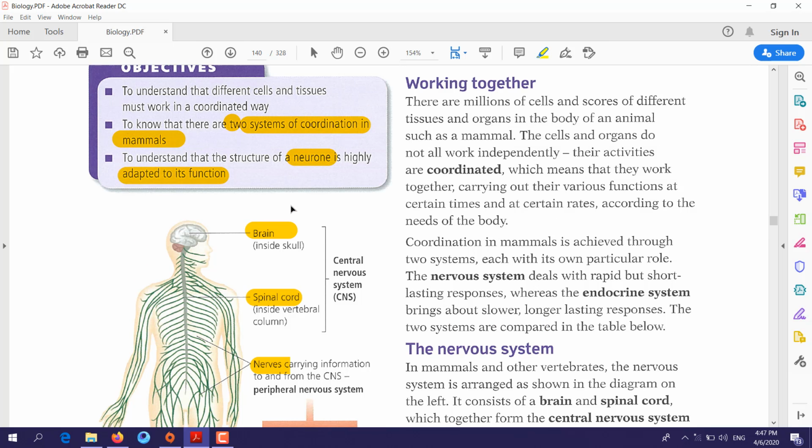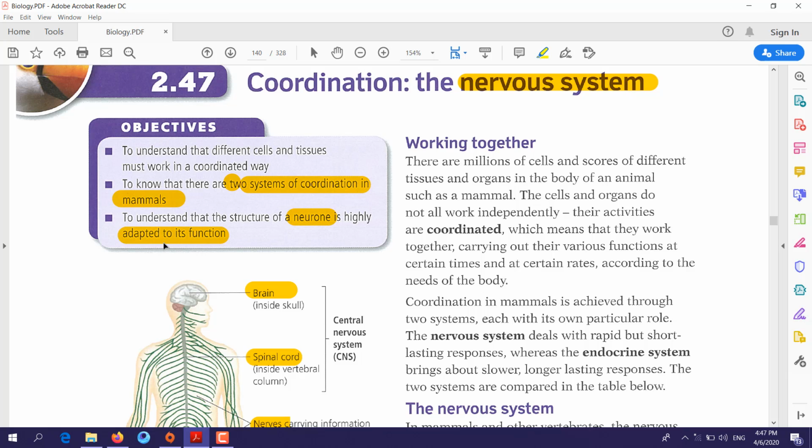Then, in the objectives, they say to know that there are two systems of coordination in mammals. What does that mean? It means this nervous system consists of two parts. We will see what these parts are.